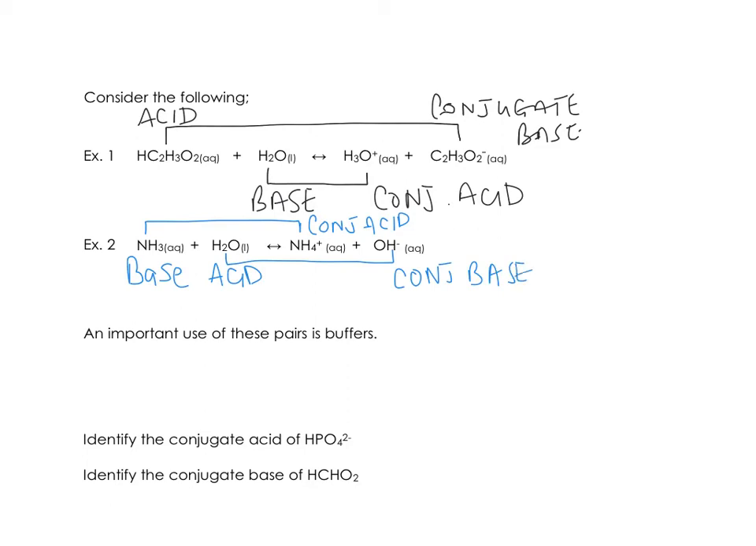Buffers. Buffers are really important when working with enzymes, and we have buffers in our blood. Basically, a buffer contains both an acid or a base and its conjugate partner. And what happens is you can add either H plus or OH minus to this, and the mixture will buffer the pH. It will use up the H plus or the OH minus to keep the pH constant.